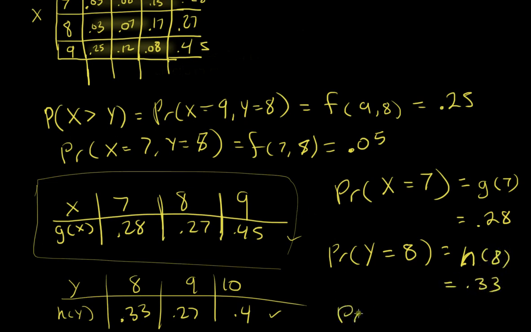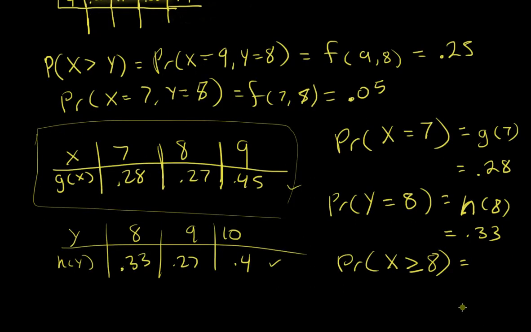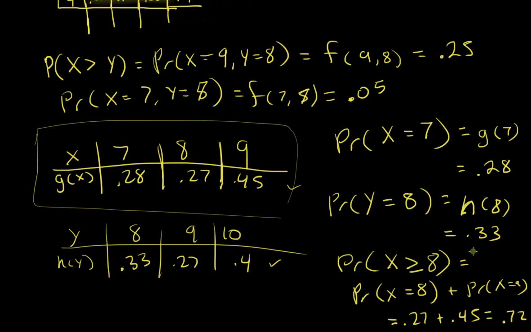All right, so now what about the probability that x is at least 8? That x is at least 8, meaning it's greater than or equal to 8. How would I find that? Well, I would basically need to think through, okay, so what values of x would that be? So that could be x equals 8, or it could be x equals 9. So I'd add those two up. Okay, so this would be 0.27 plus 0.45. Okay, so 0.27 plus 0.45 is 0.72. All right, so you should feel comfortable calculating these types of probabilities.